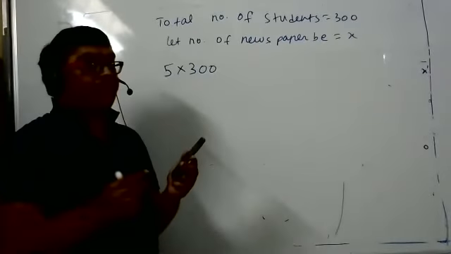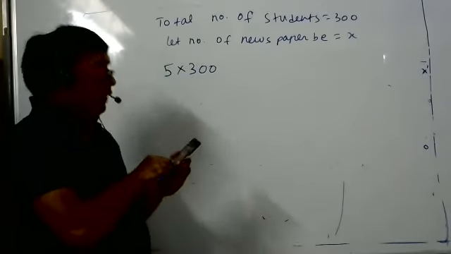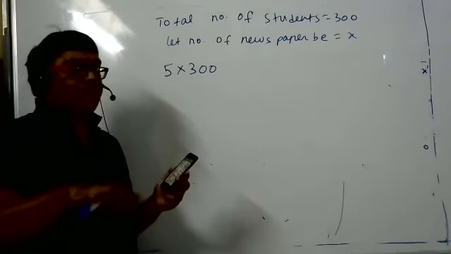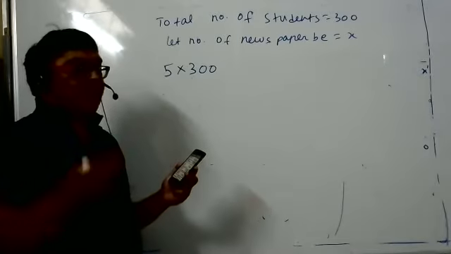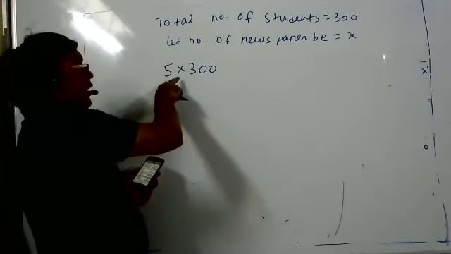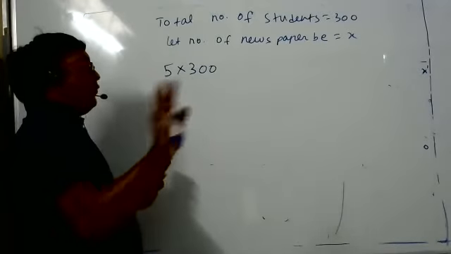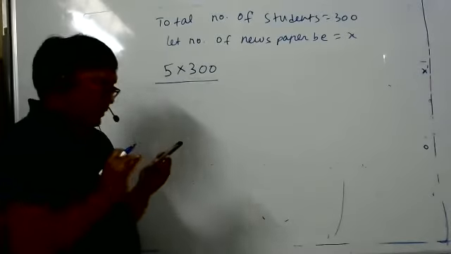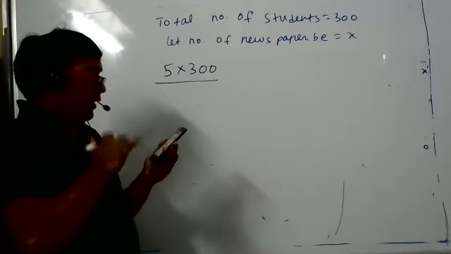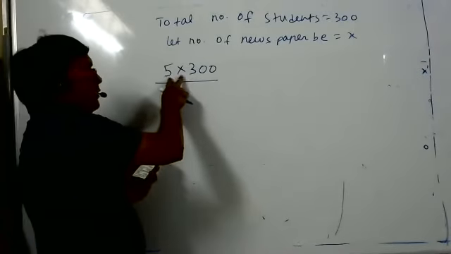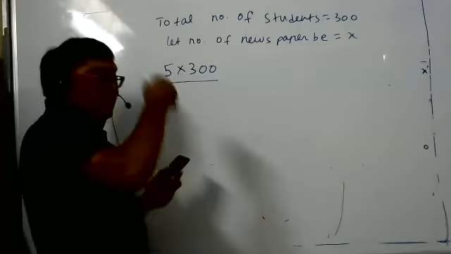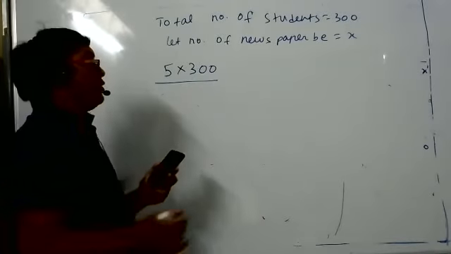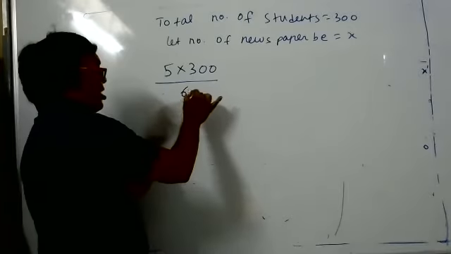But there's a problem. Some students read the same newspaper. If each student read 5 different newspapers, it is possible that 2 students read the same newspaper. That is a problem here. If every student read separate 5 newspapers, the total number of newspapers is 300 into 5. But that is not the case. The case is, every newspaper is read by 60 students. Means total is 1500 newspapers, but each newspaper is read by 60 students, means 60 students share each newspaper. So I think we should divide by 60. Is that correct? Yes, sir.